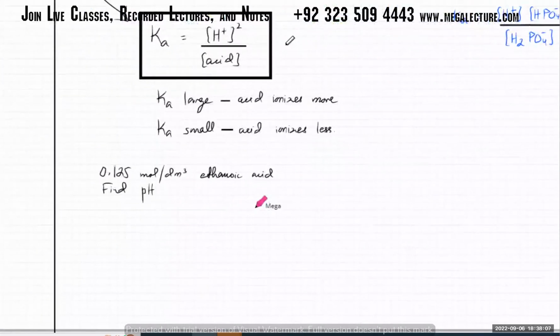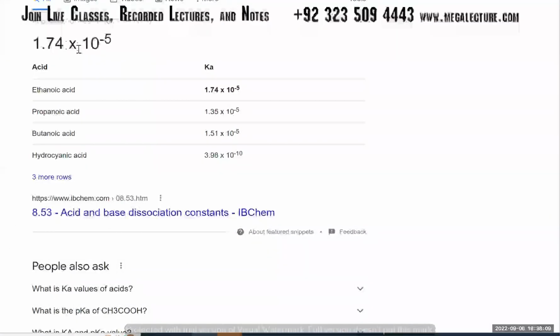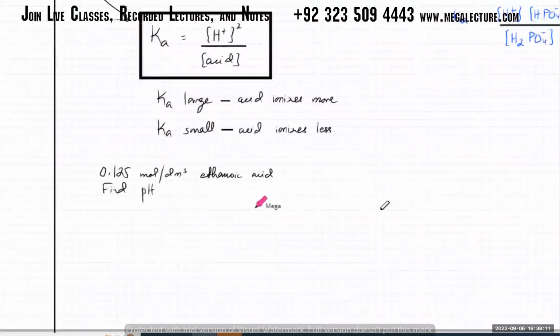Achha, ethanoic acid. Ethanoic acid, the Google is telling me it's 1.74 times 10 power -5. That's the K value. So that would be given in the question. K is 1.74.